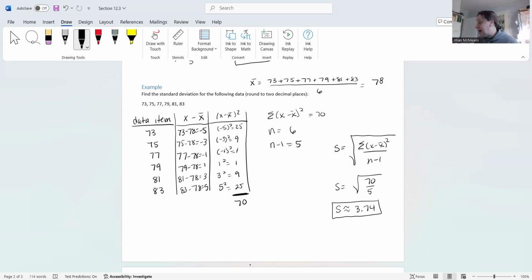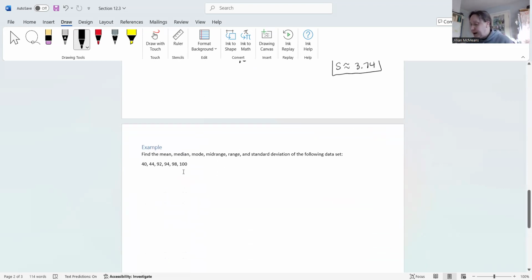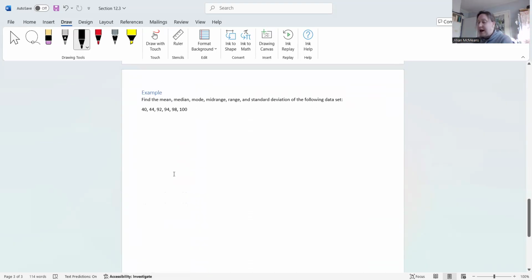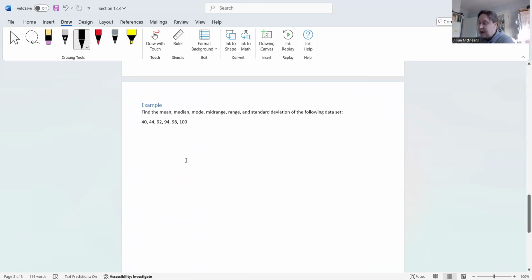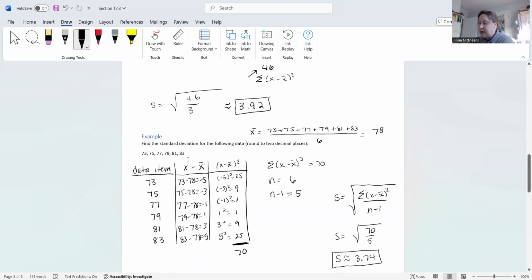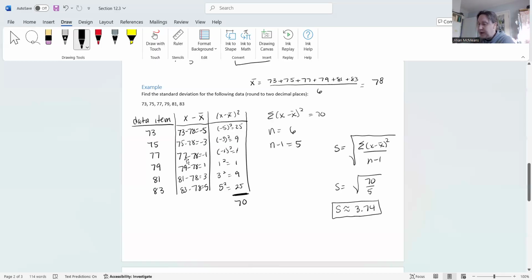All right, let's look at the last example by hand, and then I promise I'll show you how to do this on the calculator. All right, so last up, we have the data items 40, 44, 92, 94, 98, and 100. And just for fun, let's go to this previous example that we had right here.